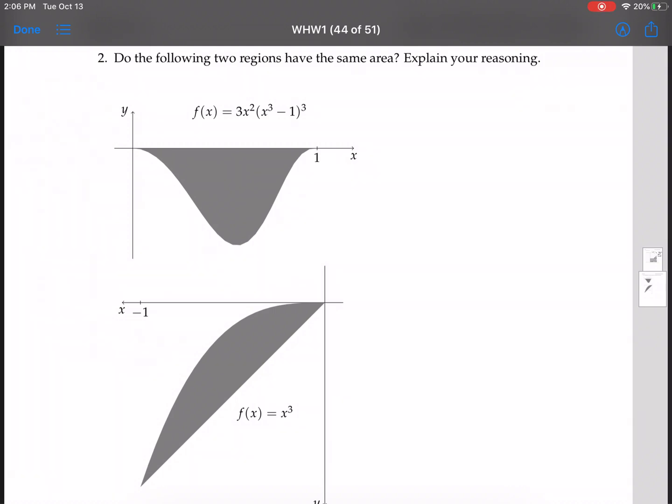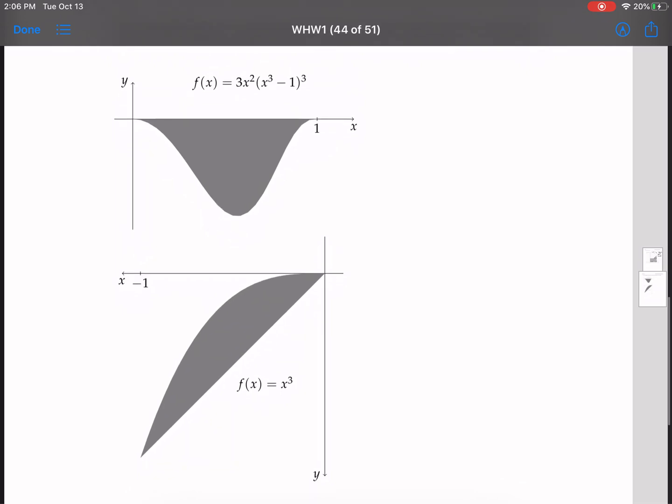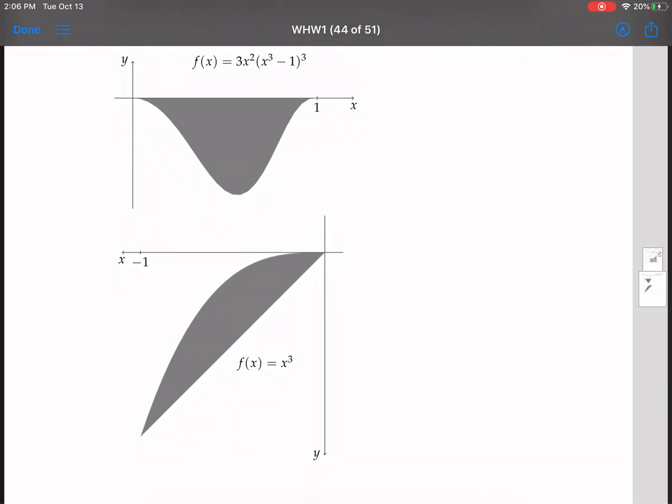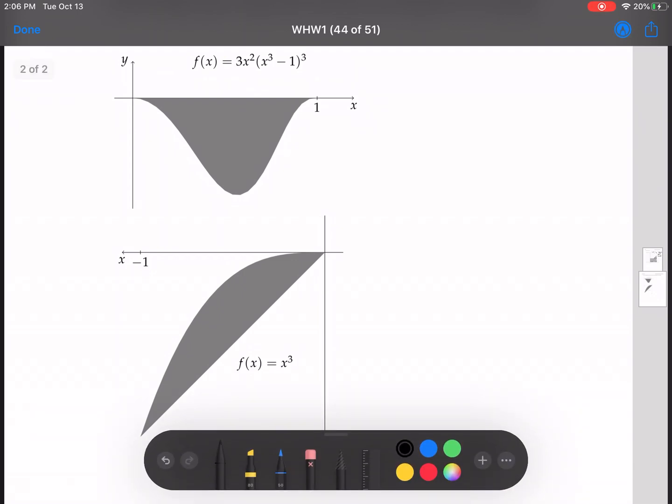Do the following two regions have the same area? Now, the way that most students go about solving this problem is they compute the integral for the top area, and they compute the integral for the bottom area, and they say, hey, look, they're equal. And there's nothing particularly wrong with doing that, but I don't think it gets at what's really going on with substitution. And that is that substitution transforms a difficult to find integral into an easier to find integral.